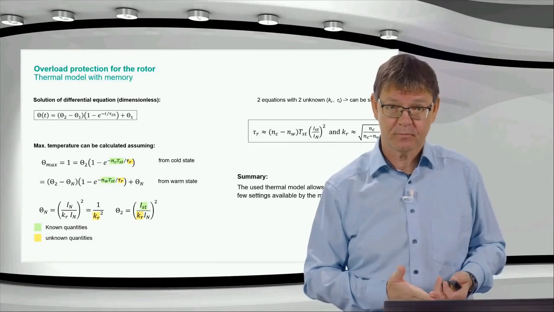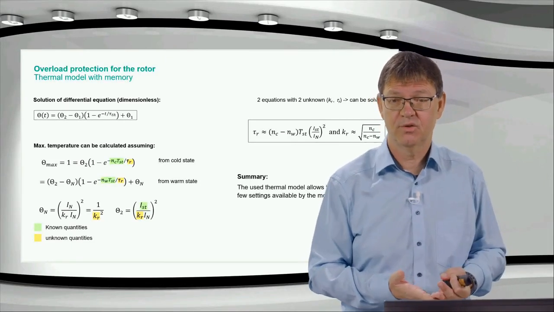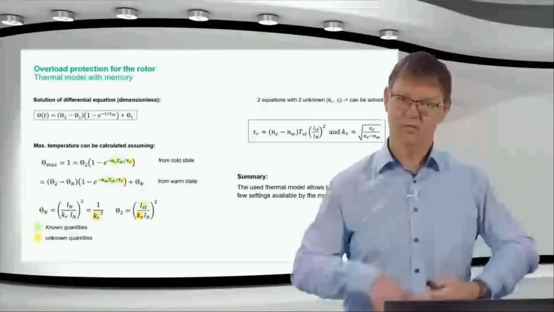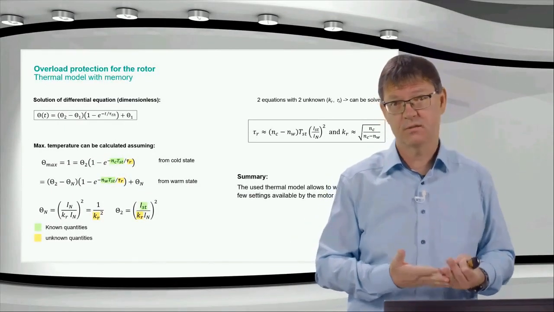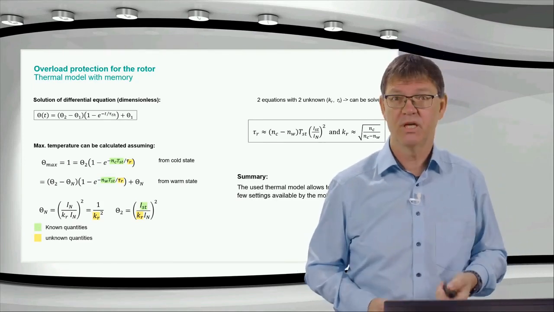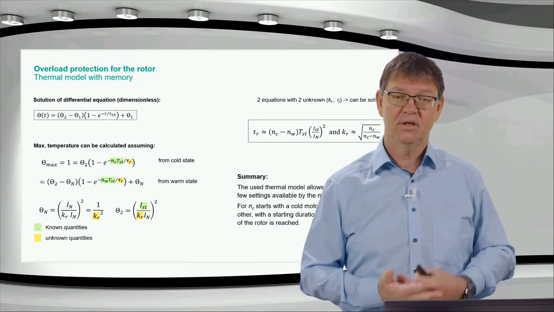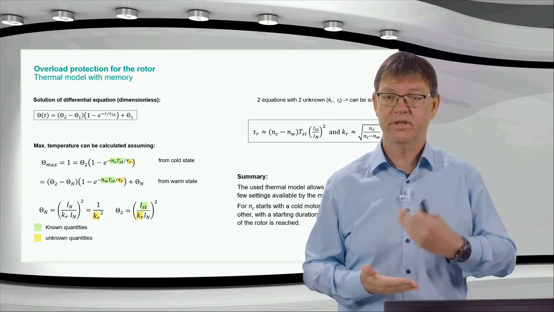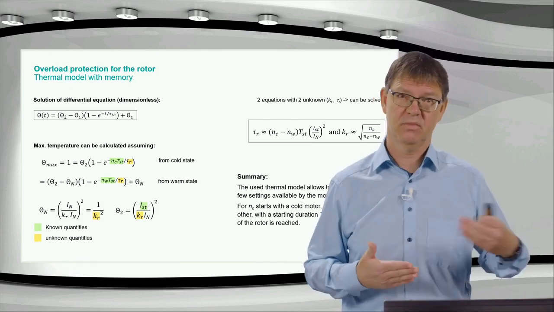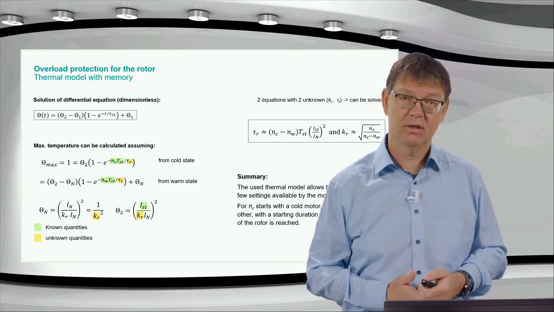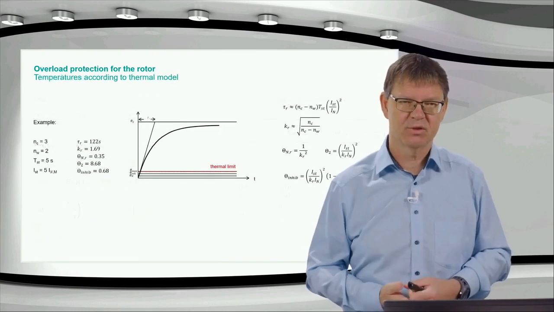Okay, summary. The used thermal model allows us to work with only a few settings, which we also get from the motor manufacturer. Again, it doesn't make sense to set up more precise, more complex models, which we cannot serve because there is no information. And if I make n starts from the cold motor status directly one after the other, then I come to the maximum temperature of the rotor. So n starts, which are allowed, will bring me to the maximum temperature.